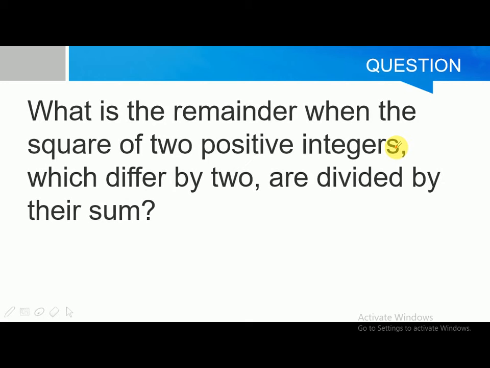So the question that you need to solve, to get to the theorem, is this: what is the remainder when the square of two positive integers which differ by 2 are divided by their sum? Of course you need to assume some two positive integers and then divide the sum of the squares of these two positive integers by their sum, and find whatever remainder you get. Pause the video and give this problem a try.